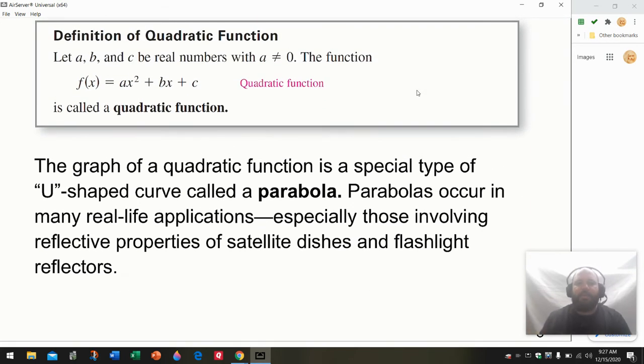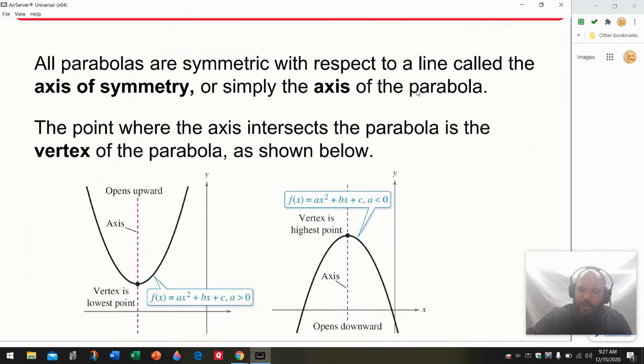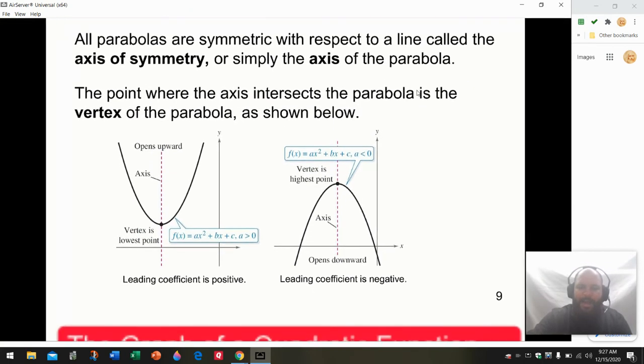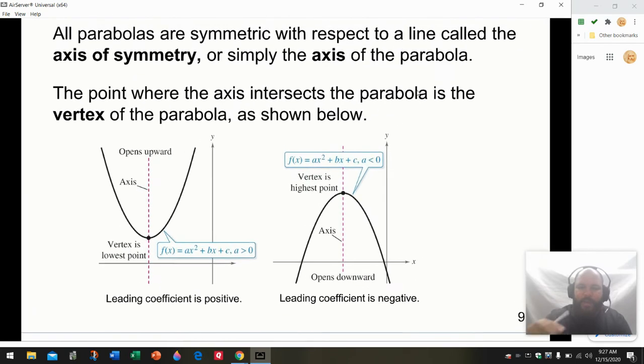And as we said, when you graph a quadratic function, it will give you a parabola. Now, parabolas have some aspects that are important that we understand moving forward as we go to graph them. There's a couple things that we need to talk about. The first thing we need to talk about is what is called the axis of symmetry.